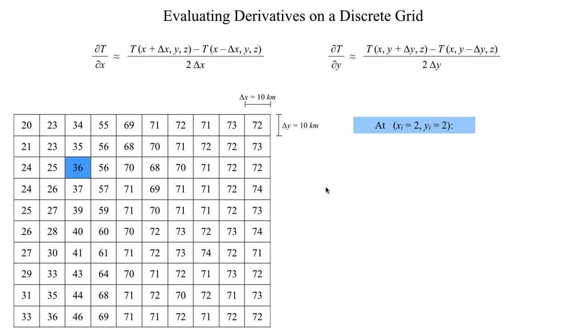So let's take a look at an example of how we can apply this idea. This is the same grid that's in the file posted on Canvas, the file that contains all the Python code. It's the exact same grid. Let's consider this grid point right here, the one that's highlighted in blue.